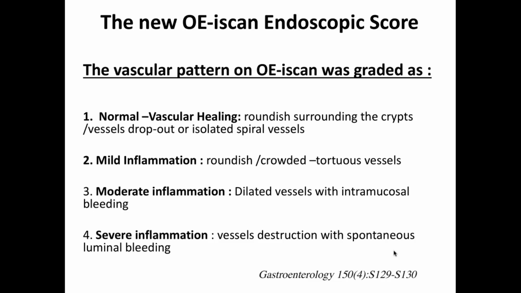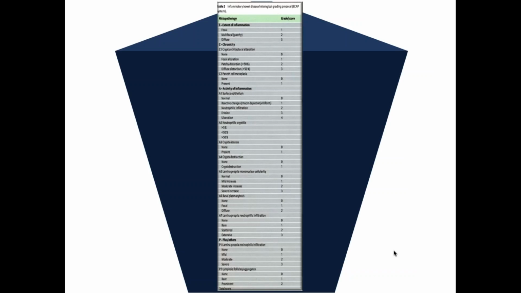Vessel dropout or isolated spiral vessels. Mild inflammation is roundish crowded tortuous vessels. Moderate inflammation with dilated vessels with luminal bleeding and intraepithelial bleeding, and severe inflammation with vessel destruction and spontaneous luminal bleeding.